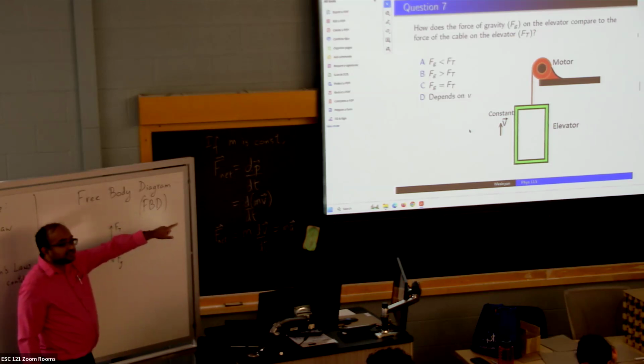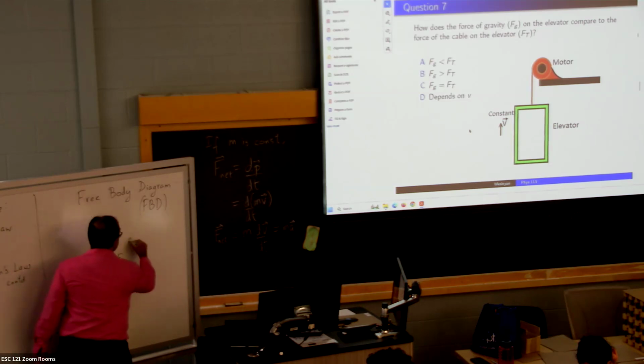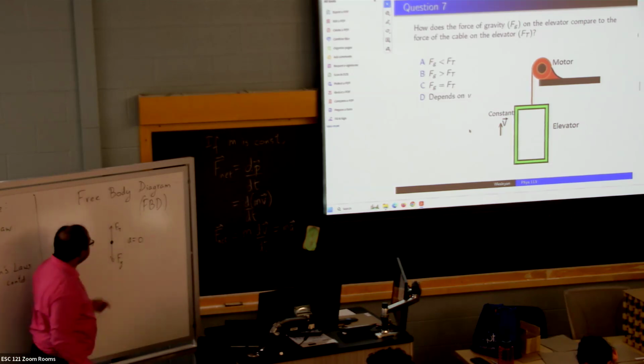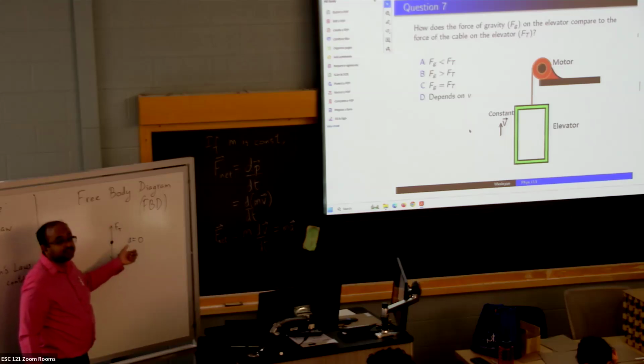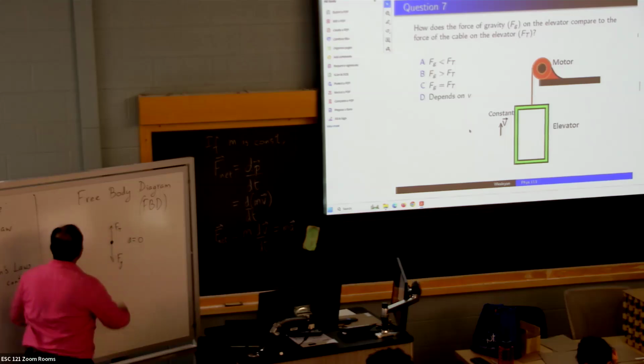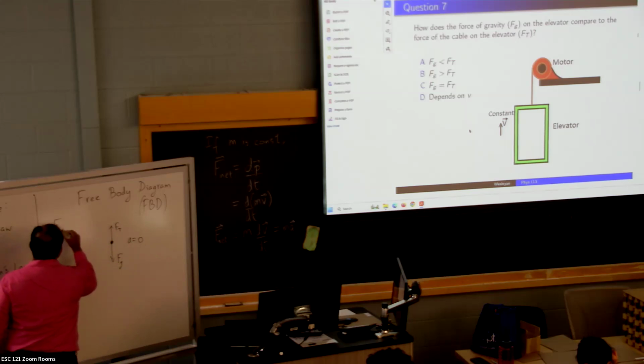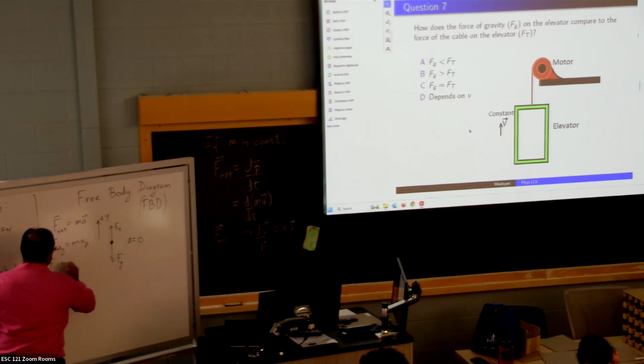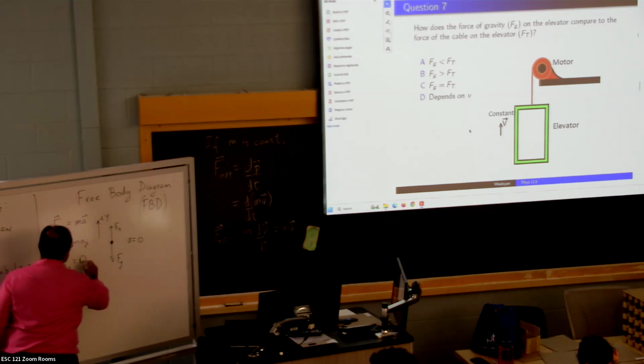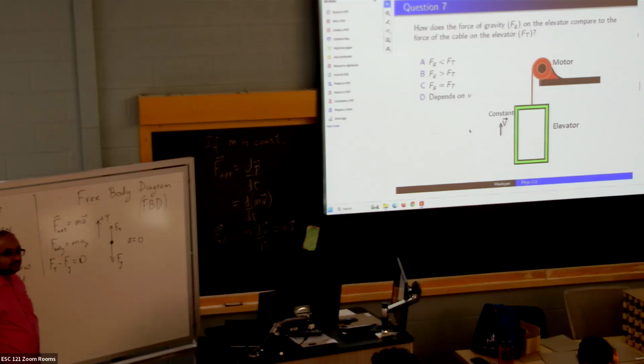So what does that tell us about the acceleration? Zero. Acceleration is zero, so I'll just put a note here on the side: acceleration is zero. And so that tells me that the net force must be zero. If I apply Newton's second law here, I would say F net equals ma, applying this in the y direction. Let me say that up is positive y. So F net y equals m a_y, and so that would be F_T minus F_G equals 0.